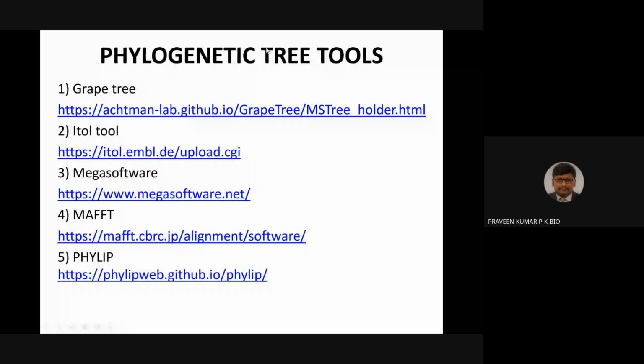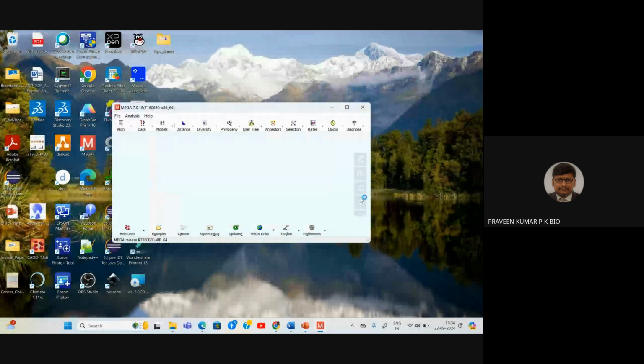For drawing phylogenetic trees, one can go with the iTOL tool. You know this iTOL tool, one day I took the radial tree. So if you have more than 100 sequences, or more than 20 sequences, better go with the iTOL tool for getting a phylogenetic tree in radial form. And we have MEGA software. Now let me teach you how to work on a phylogenetic tree using MEGA software.